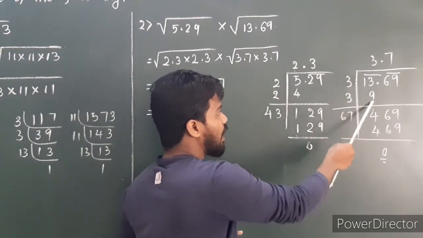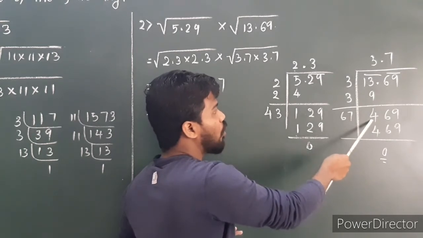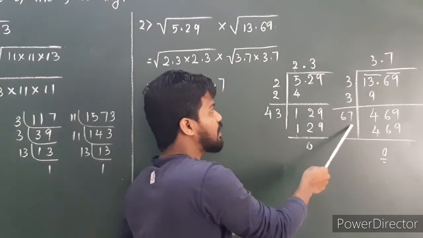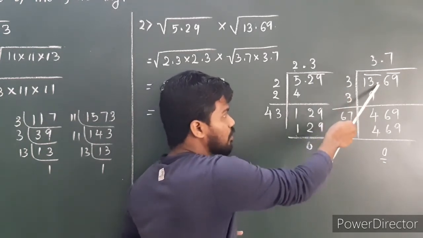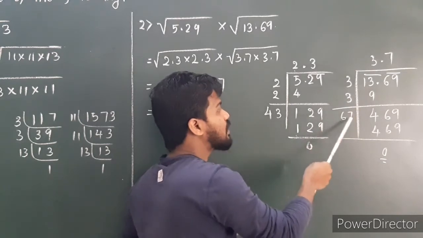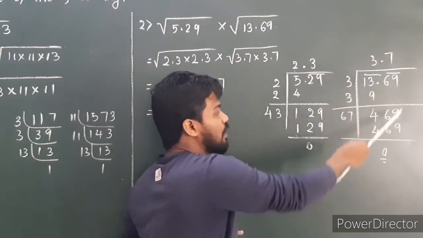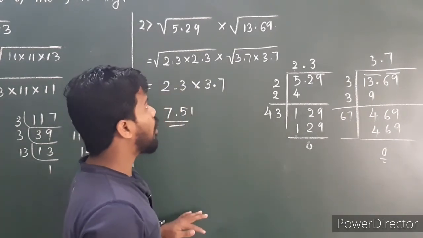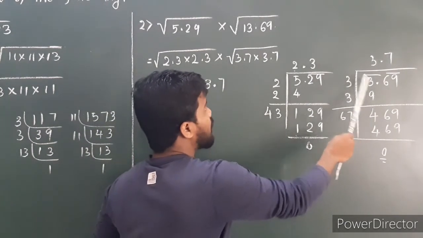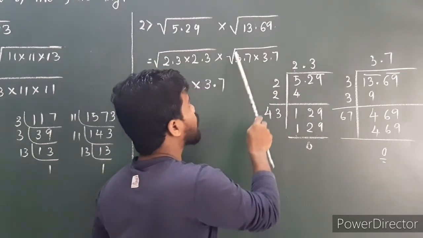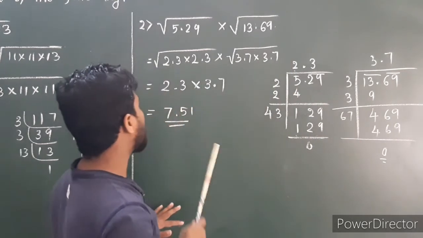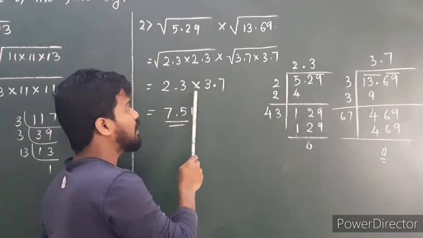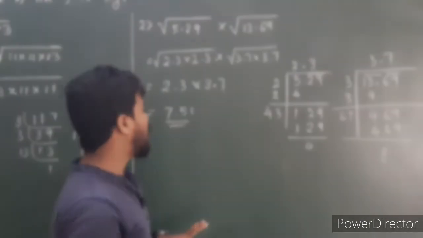3 3s are 9 and the remainder 4. The next two numbers, 6 and 9. Here 3 plus 3 you get 6. So 67 into 7, and the same point you get here. 67 into 7 you get 469. The remainder you got 0. That means the square root of 13.69 is 3.7. So when you multiply 2.3 into 3.7 you get 8.51.